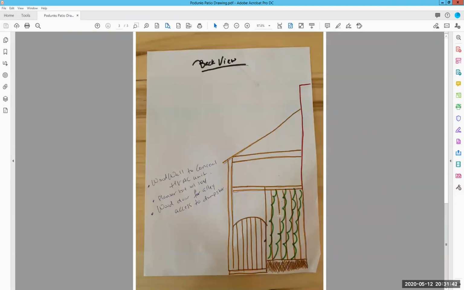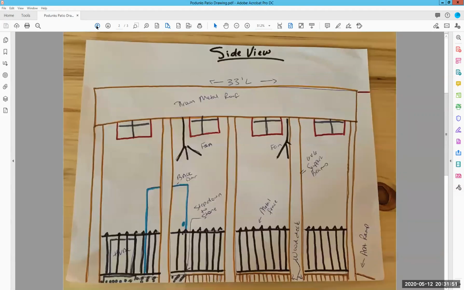Basically the same as the front, except there'd be a little grid here with plants growing on it. That would look great. That's what it would look like. I think it would be nice.